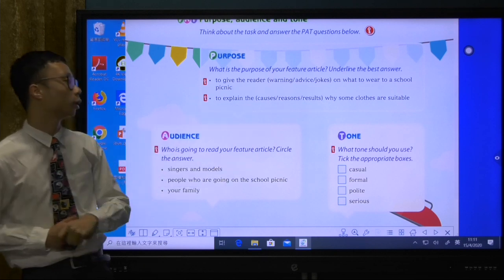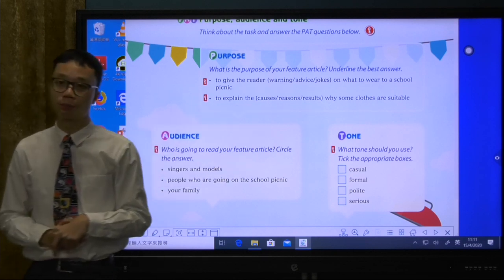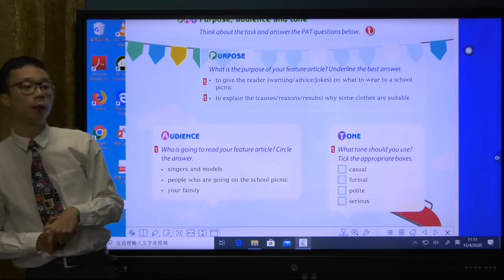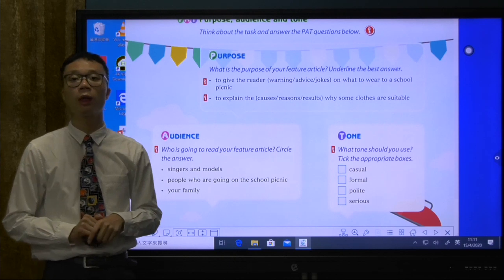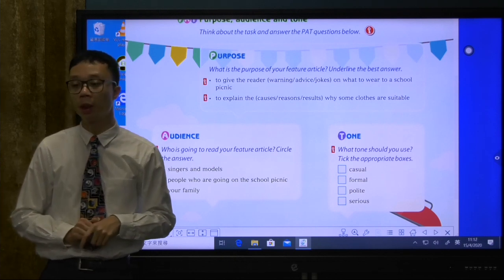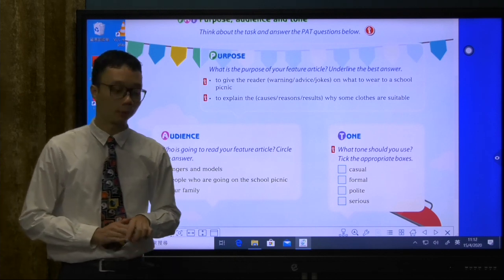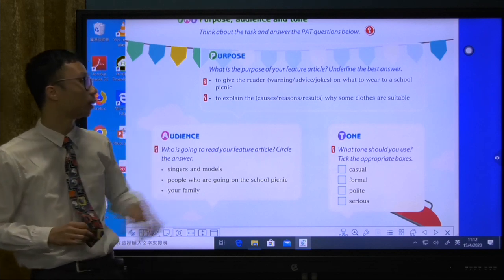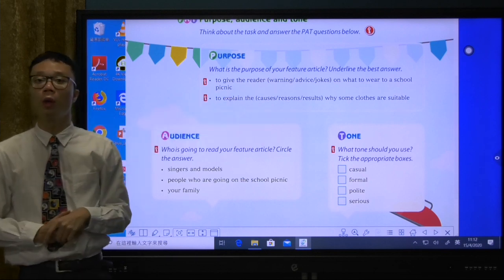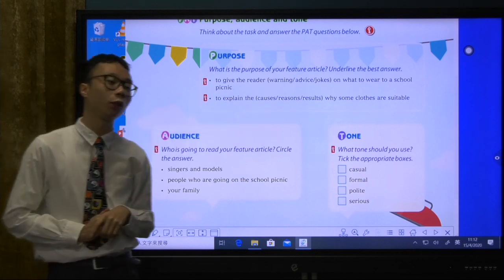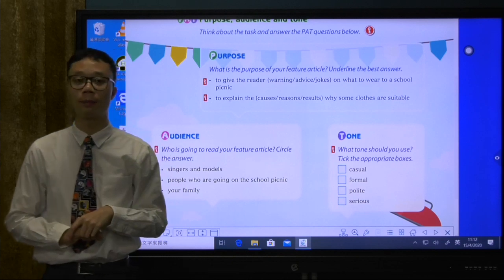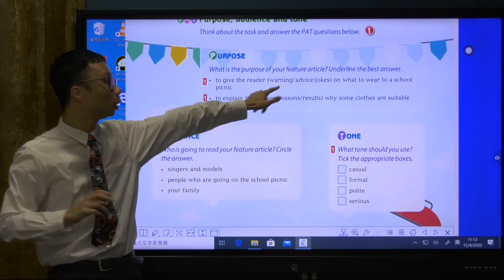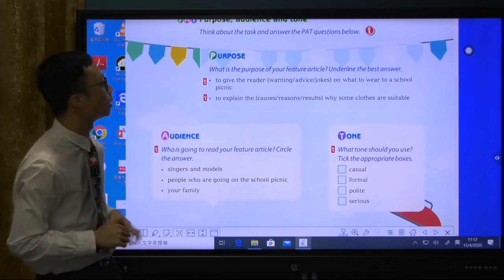So what about the other two, warning or advice? Do you think we'll warn that the hiking will be very difficult and you should not wear something like flip-flops? Would that be a warning? Well, I think you don't want a warning ahead, because it's something that hasn't happened. Maybe you're supposed to give them advice.